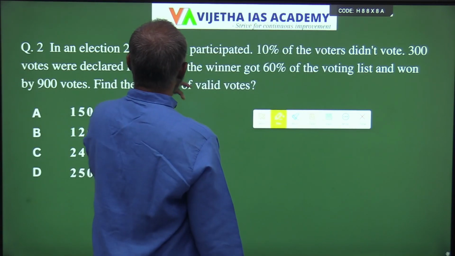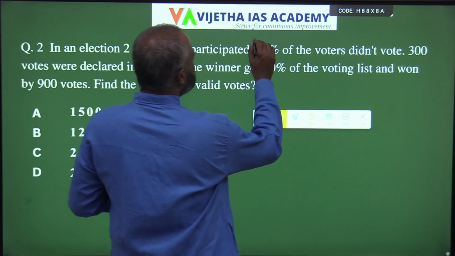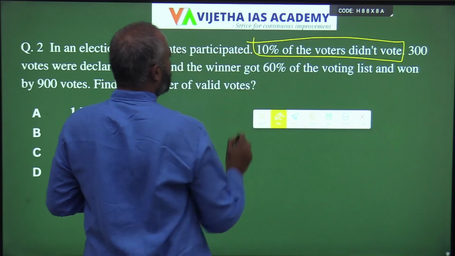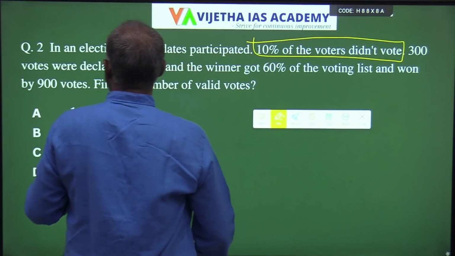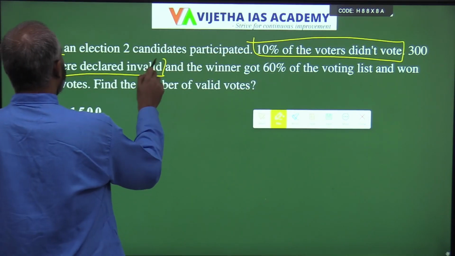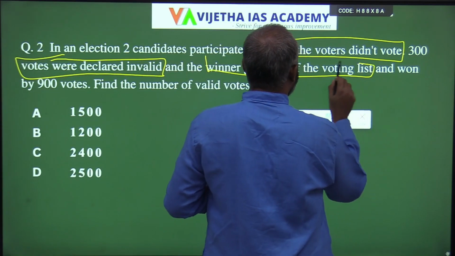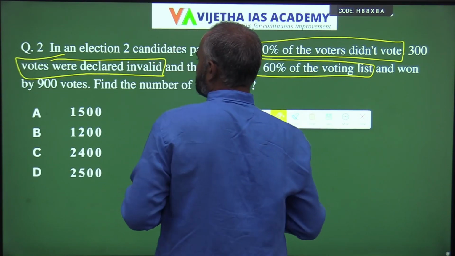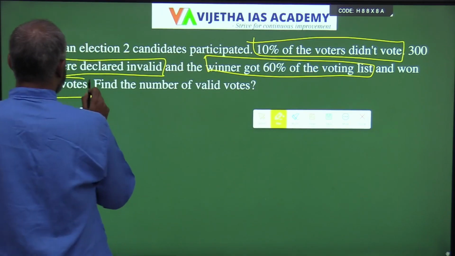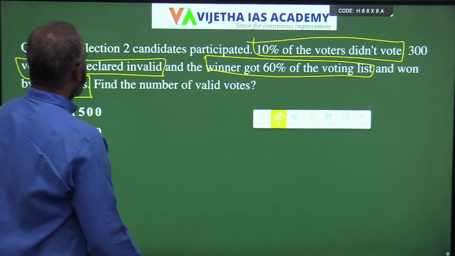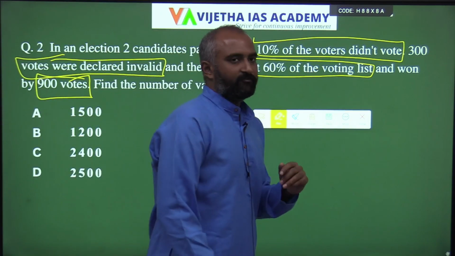Getting back to the question, in an election two candidates participated, 10% of the voters did not vote. 300 votes were declared invalid, and the winner got 60% of the voting list, and won by 900 votes. Find the number of valid votes.